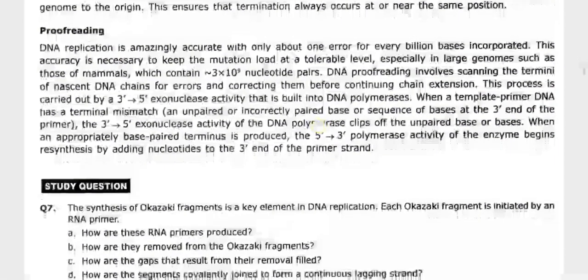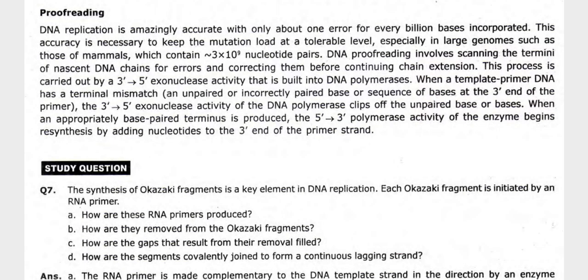Then proofreading. DNA replication is amazingly accurate, with only about one error for every billion bases incorporated. This accuracy is necessary to keep the mutation load at a tolerable level, especially in large genomes such as those of mammals, which contain about 3 times 10 to the power 9 nucleotide bases. DNA proofreading involves scanning the termini of nascent DNA chains for errors and correcting them before continuing chain extension. This process is carried out by a 3' to 5' exonuclease activity that is built into DNA polymerase.